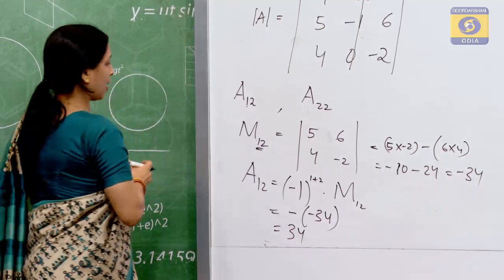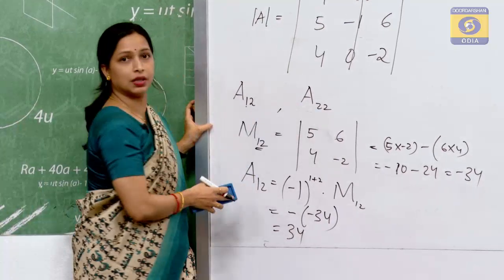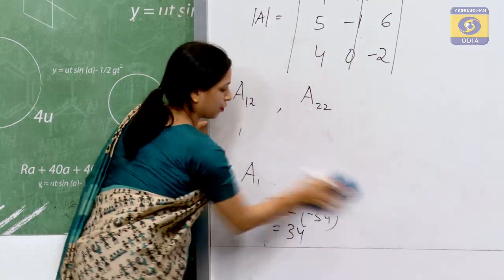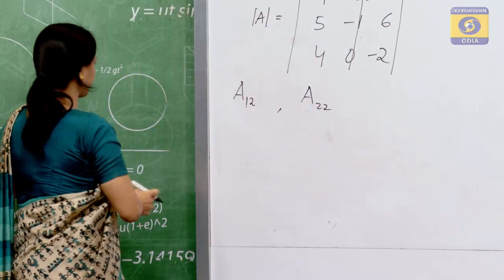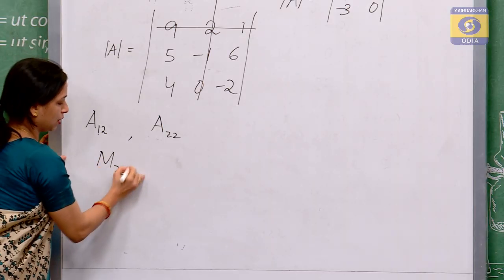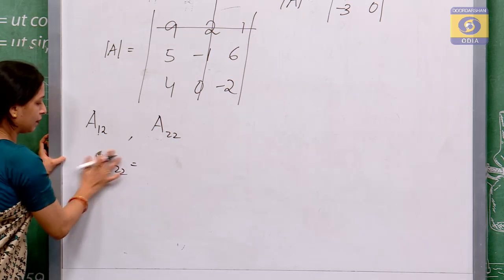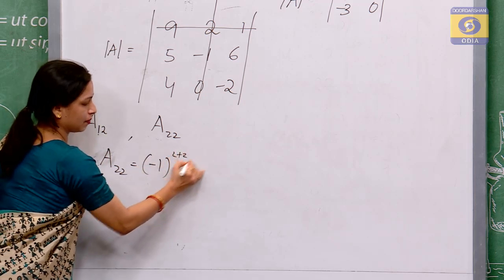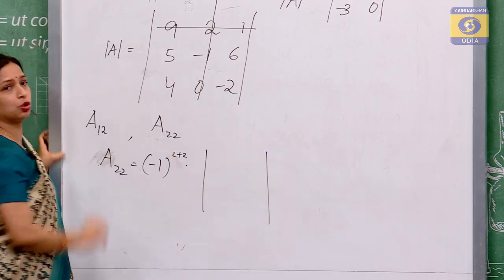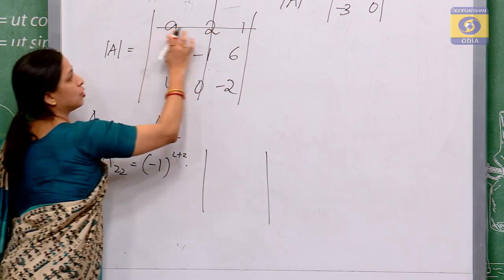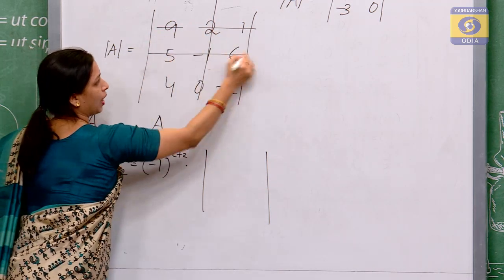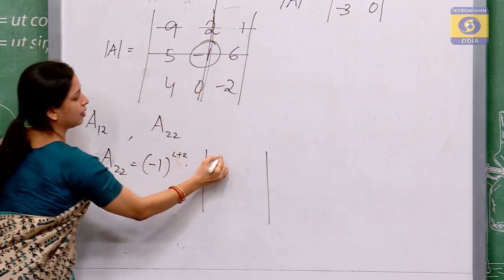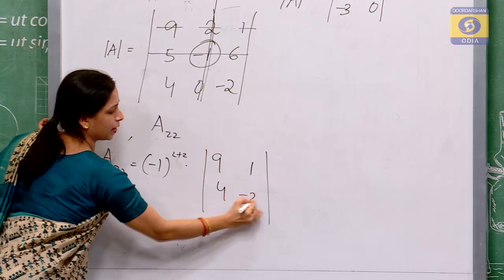Now, let us say next is the cofactor of A22, right. Now, we have to find out the cofactor of A22. Now, we can directly write A22, then the position sign and then the second order determinant. A22 means second row, second column. So, second row and second column, that means minus 1. So, the resultant 9, 1, 4 minus 2.